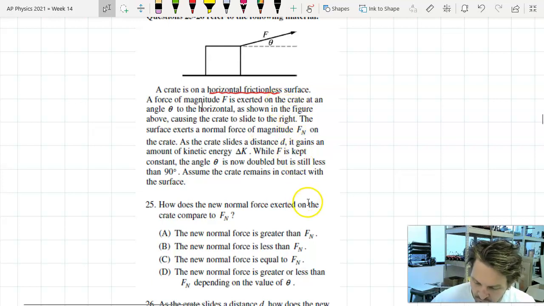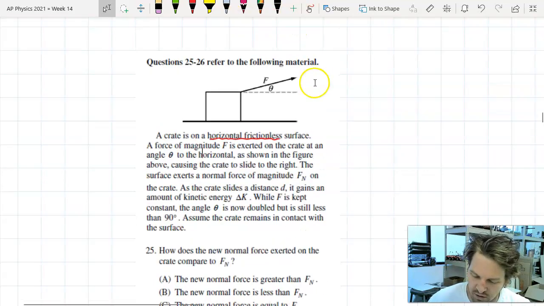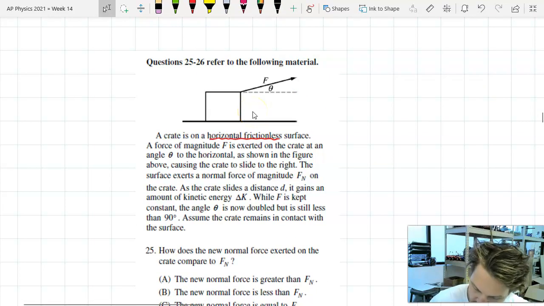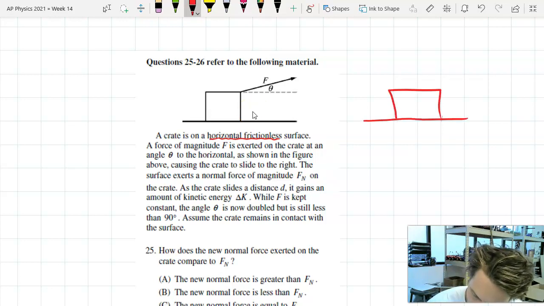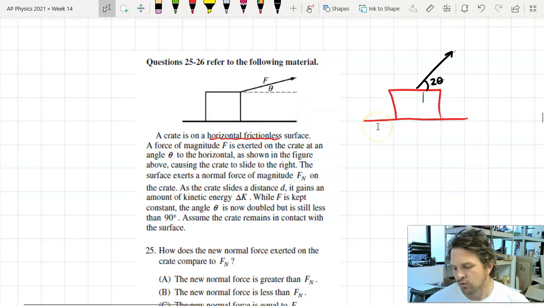How does the new normal force exerted on the crate compare to the old normal force? So when this is doubled, basically here's the original picture. The new picture would be something like this, where the force is going up more, and this is now double theta. Right? So what does that mean?